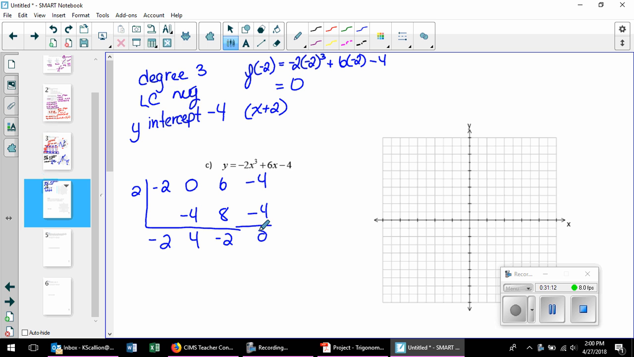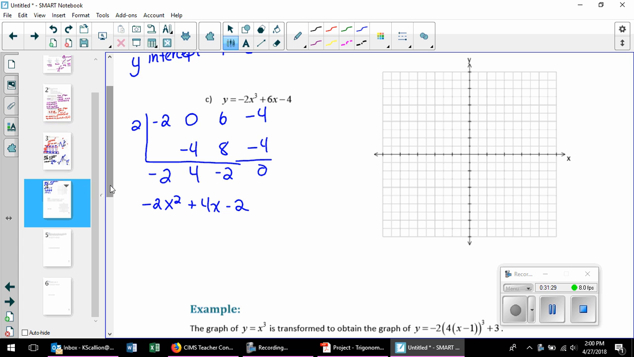Do I have an x squared in here? I don't have an x squared, so it has to be represented by a 0. Okay, so I'm left with negative 2x squared plus 4x minus 2. What am I going to do with that? I'm going to common factor out negative 2 because that's just ugly.